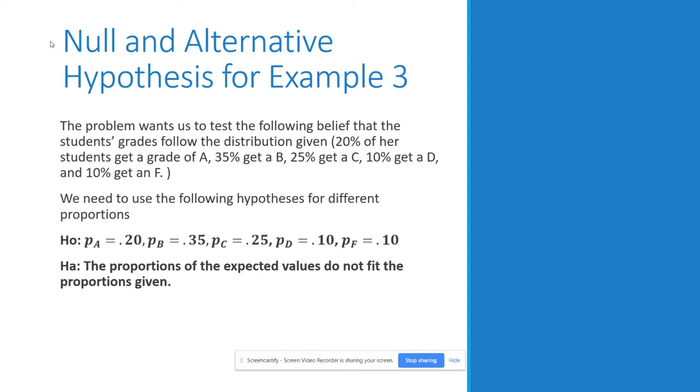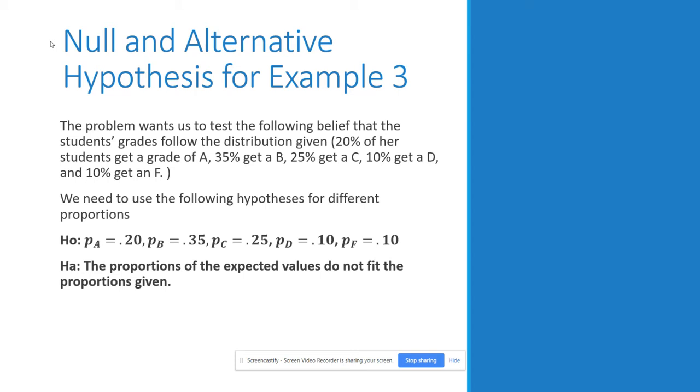Okay, here are my grades. So I need to make my hypotheses, and it's not really difficult to make these. It's a little bit different than the equal case, but for your null, you're going to state what you were given. I do have to convert the percentage to a proportion, but that's easy. Really, all you're doing is taking the 20%, moving the decimal 2 places to the left, and you get your proportion. So my null is that the proportion of A's equals 0.20, proportion of B's equals 0.35, proportion of C's equals 0.25, proportion of D's equals 0.10, and proportion of F equals 0.10.